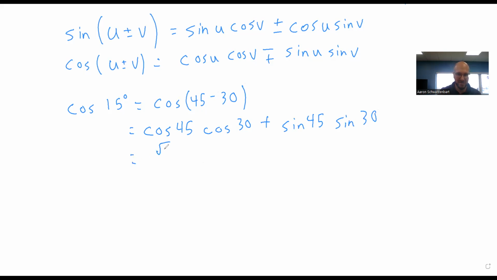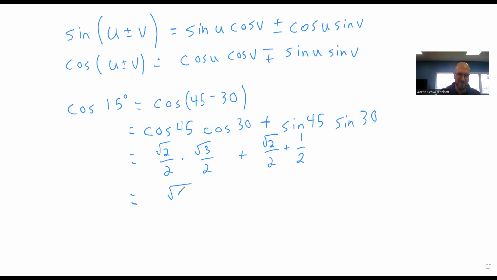Cosine of 45, I know is square root of 2 over 2. Cosine of 30, square root of 3 over 2. Sine 45, square root of 2 over 2. Sine of 30 is 1/2. So when I multiply fractions, I multiply numerator and denominator.